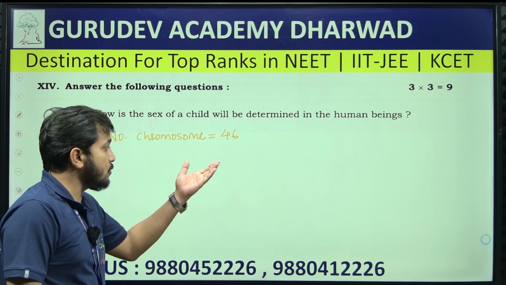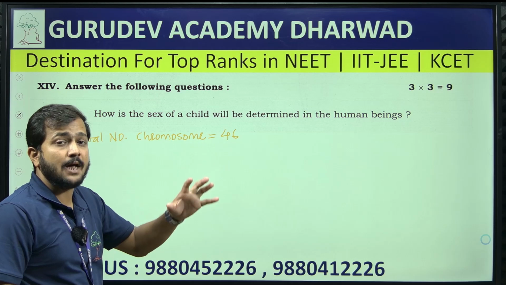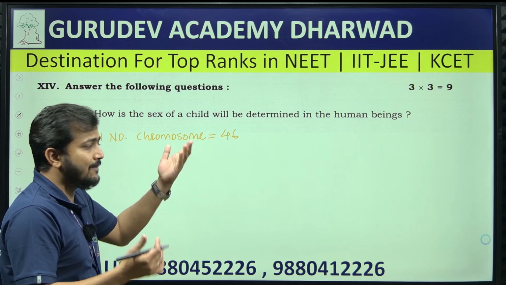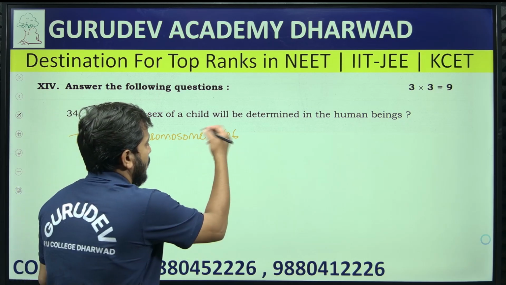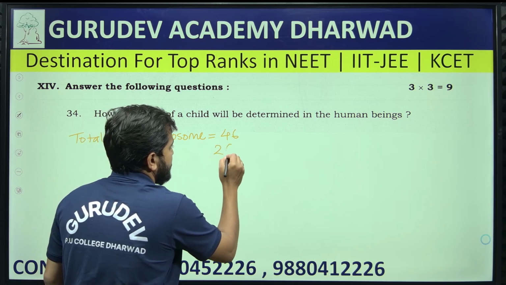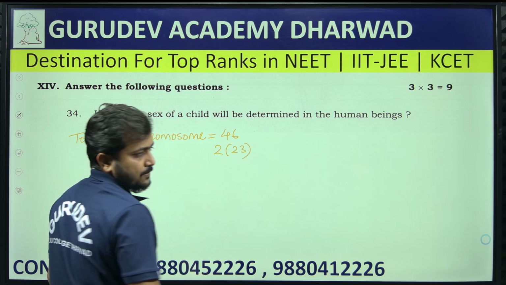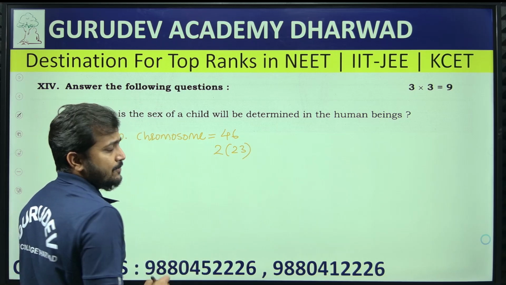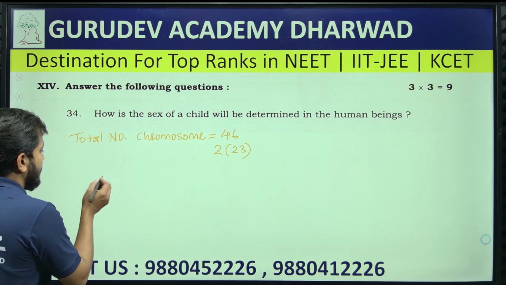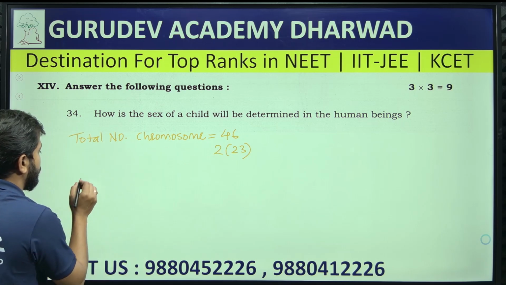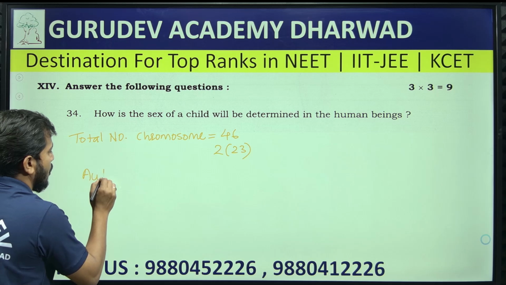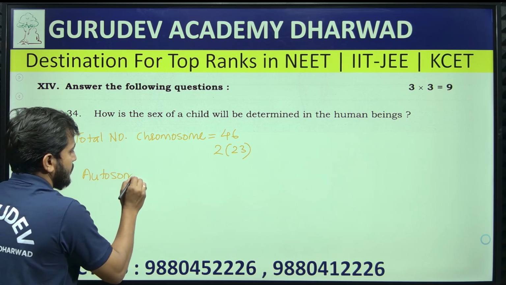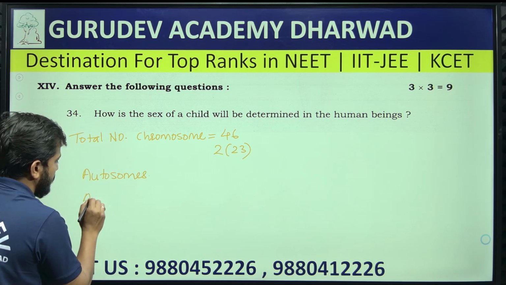As these 46 chromosomes are paired in nature, we call it a diploid organism. As the chromosomes are paired, I am going to represent it as 23 pairs. Now with respect to these 23 pairs, some of them are autosomes and some of them are allosomes.